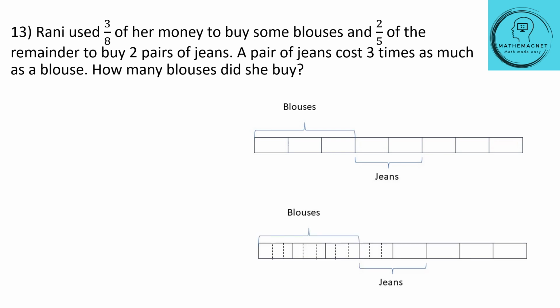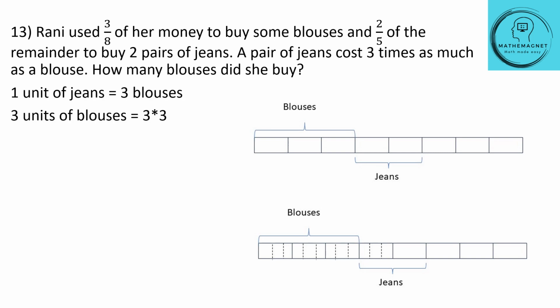See over here I have written 1 unit is equal to 3 blouses. Considering this, each of these units will be equal to 3 blouses. So 1 unit of jeans is 3 blouses. 3 units of blouses is equal to 3 into 3, which is equal to 9 blouses. So she has bought 9 blouses in total.